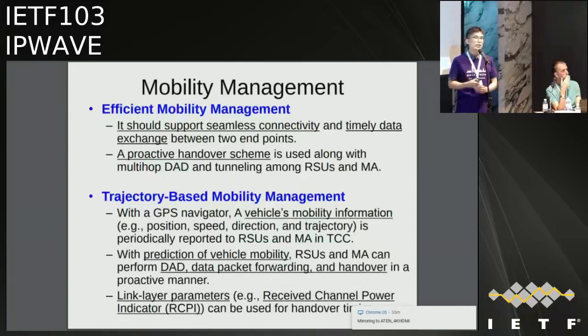Nowadays, every user, every driver, is holding a smartphone or a vehicle that provides a navigation system. We can take advantage of that mobility information for mobility management. Also, with that kind of prediction of vehicle mobility, we can perform efficient DAD, data forwarding and handover in a proactive manner. That is, I think, a very important unique point. And also, we can take advantage of link layer parameters, such as received channel power indicator or RSSI over the actual layer frame.